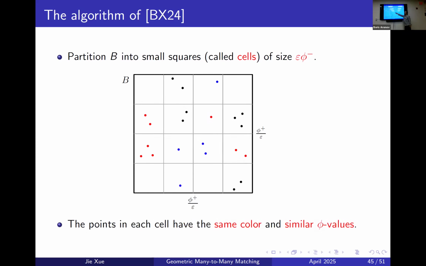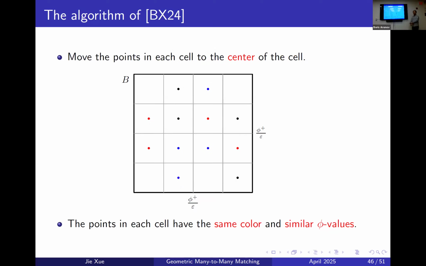Now we have points here. What we can do is, why not move all the points to the same location in each cell? Because we have shown that slightly moving the points doesn't matter. So we just move all the points to the center of the small cells, and this only changes the cost of the solution a little bit.